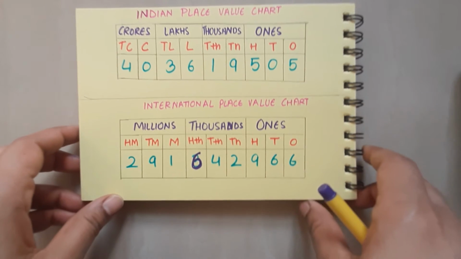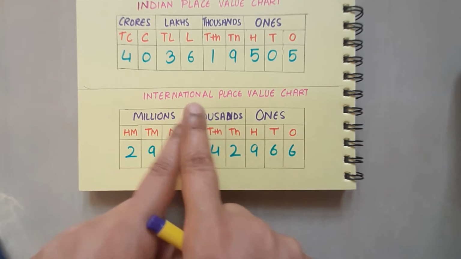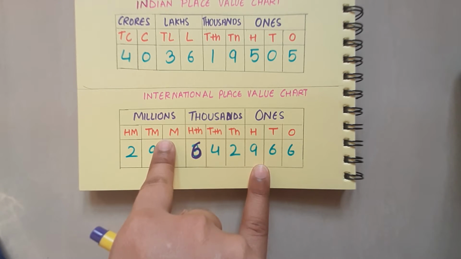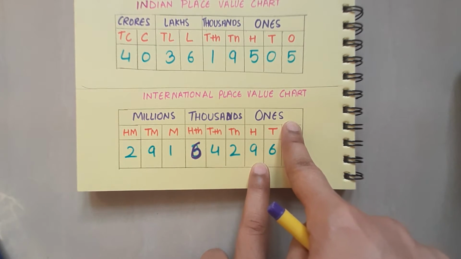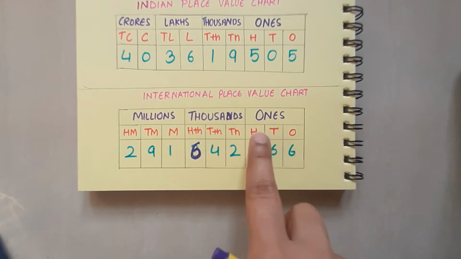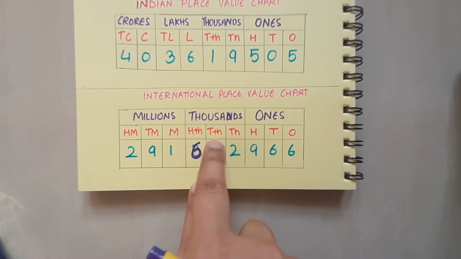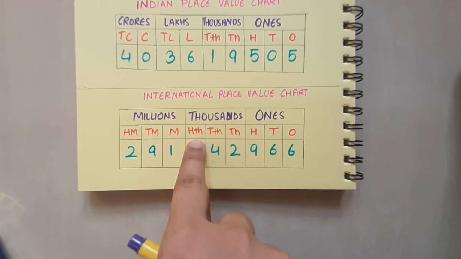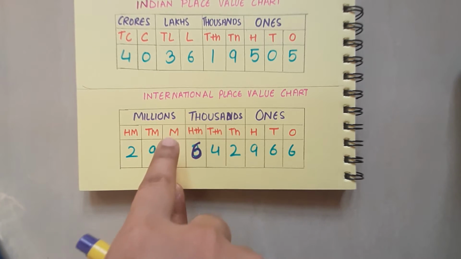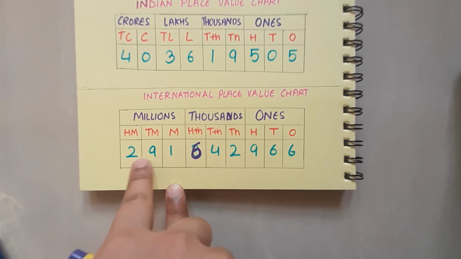Understood? Let me revise the international place value system once again. In the international place value system, we have three places in each period. Here we have the ones period, same as the Indian place value system: ones, tens, hundreds. Then the thousands period, here we have 1,000, 10,000 and 100,000 places. Then after thousands we have millions: million, 10 million and 100 million, right? So these are the places.